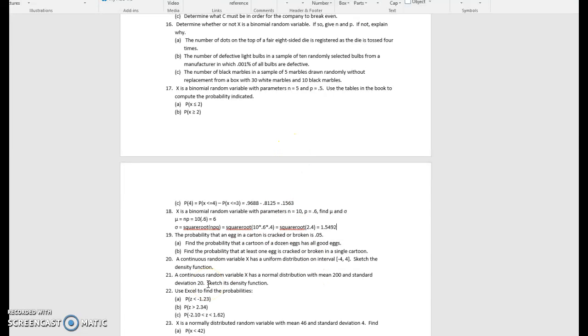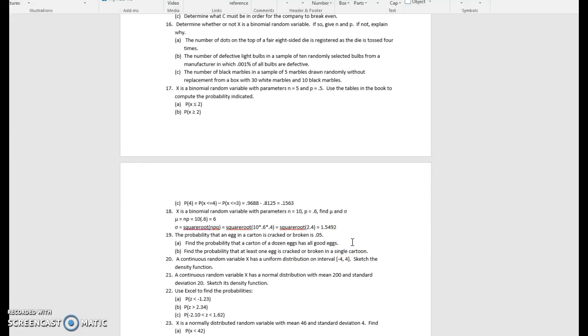All right, so let's look at 19. The probability that an egg in a carton is cracked or broken is 0.05. In part A, we want to find the probability that a carton, and I should say a carton, not a cartoon, a carton of a dozen eggs has all good eggs. Okay, so let's take a look at this. Let's notice that our probability of having a cracked or broken egg is always the same in every single case of an egg. It's always 0.05. So this is a binomial random variable.